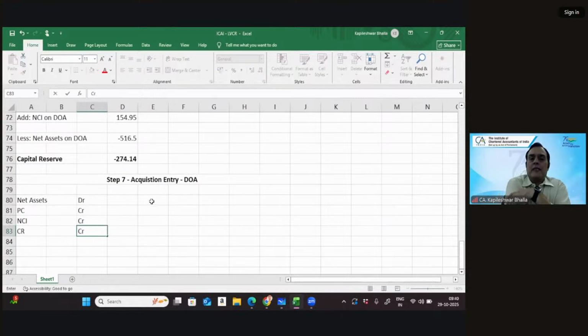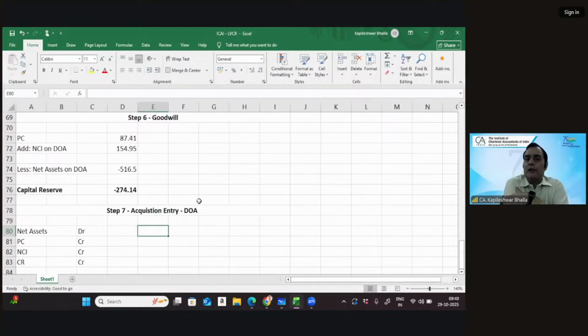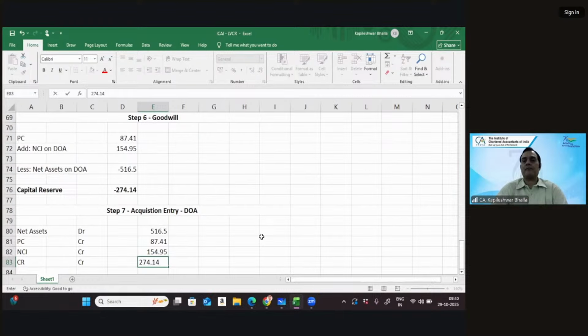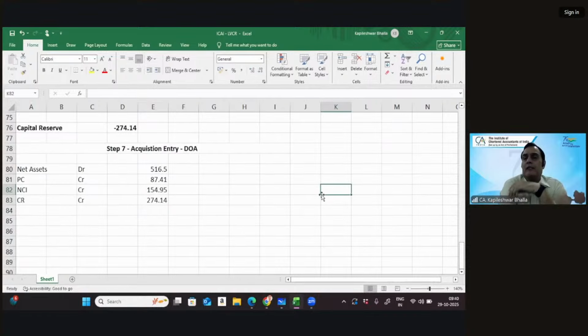So it's all about organizing the information, which you can basically copy from the goodwill calculations itself. So your net assets is supposed to be 516.5. Your PC is supposed to be 87.41. Your NCI is supposed to be 154.95. And the capital reserve is supposed to be 274.14. Right. So in any case, the entry will tally because we've just taken all the data from there.